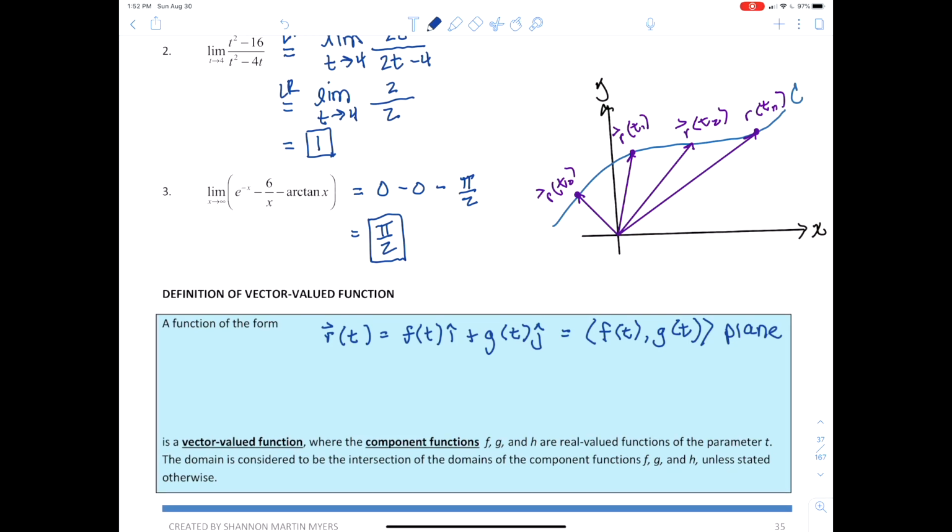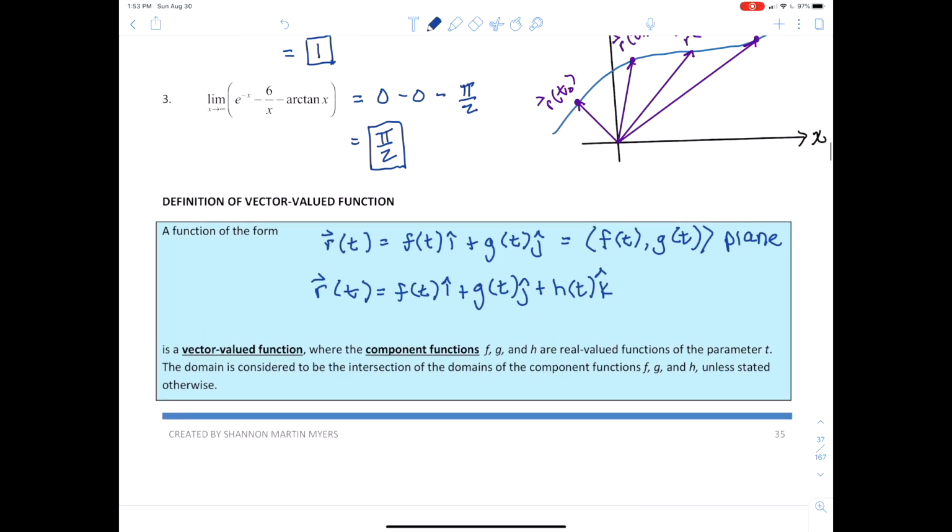And then you can also have r at t equal to f at t times i plus g at t times j plus h at t times the vector k, which in component form would just give us f at t, g at t, h at t, and this is in space.